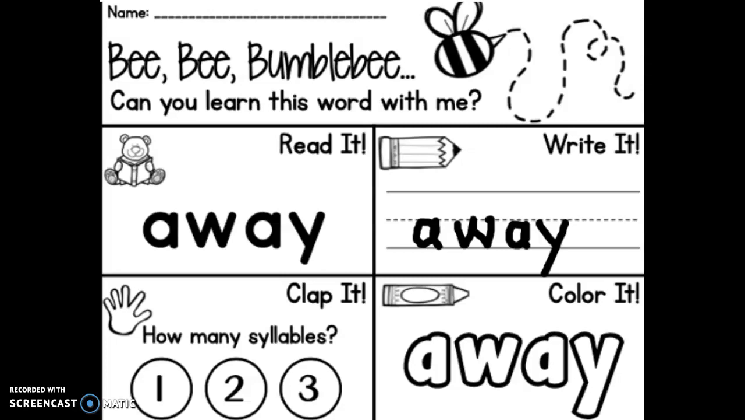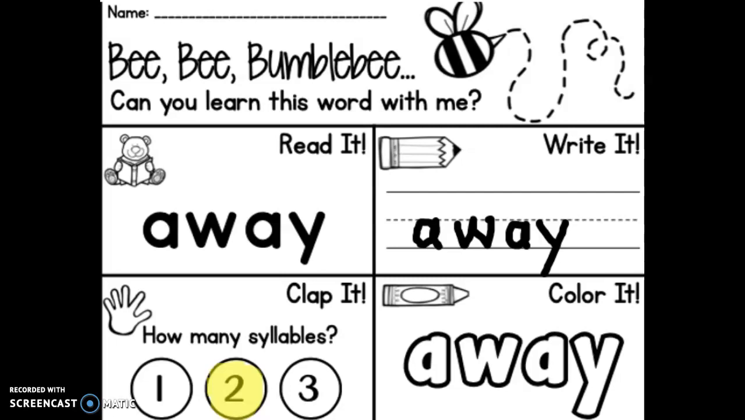We are going to clap out the word away. Ready? Let's do it together. Away. Hopefully you guys can hear me clapping on the microphone. So let's try it again. Ready? Away. How many times did we clap when we said the word away? 2. I'm going to use our yellow crayon like we normally do. If you don't have a yellow crayon at home, that's okay. Pick a different color. Make sure you color in that 2 circle.